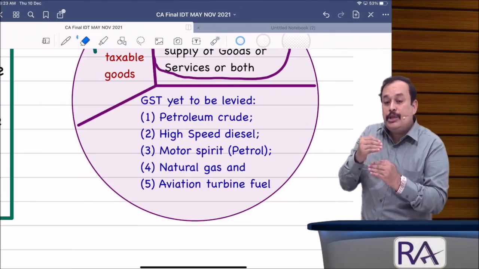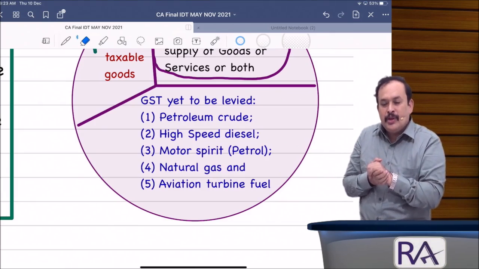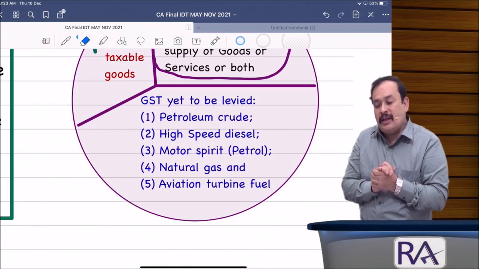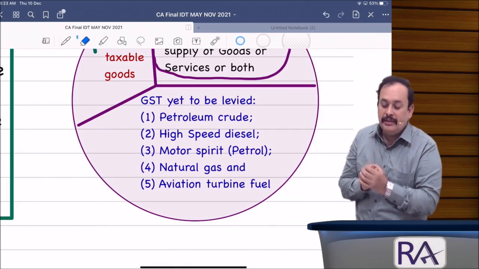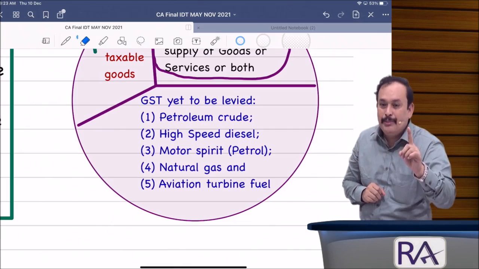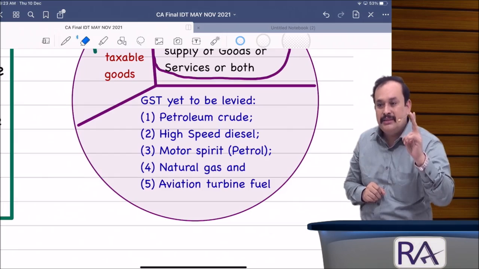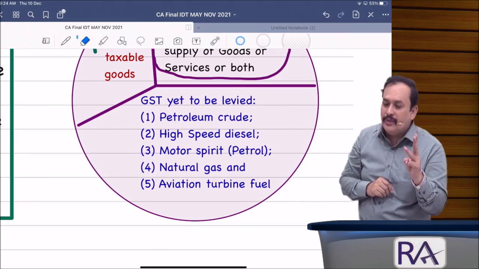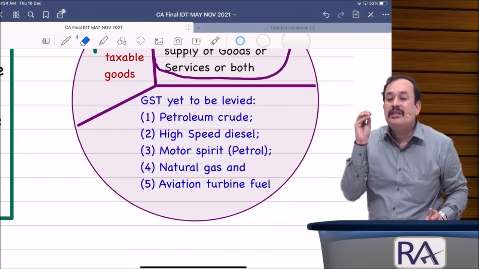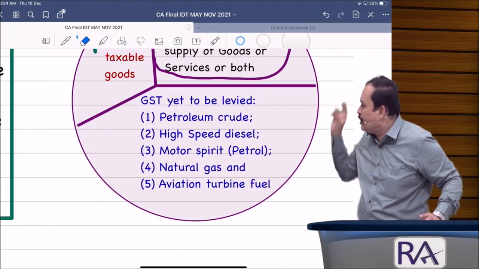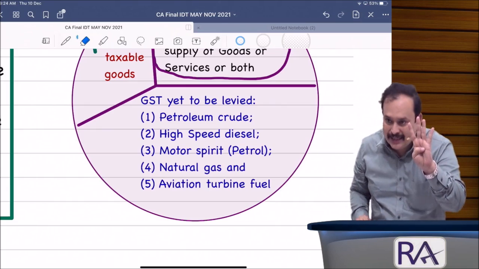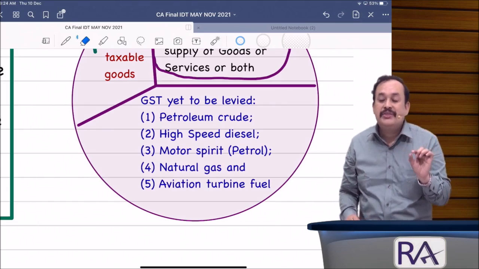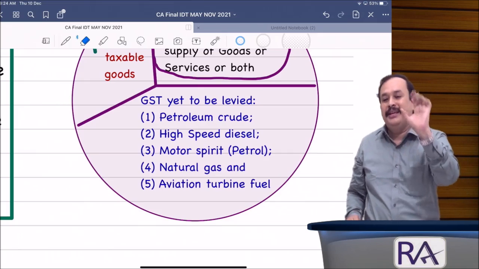GST is yet to be levied on products for which the nil rate is also not mentioned. There are 5 products. One is petroleum crude. Second is high speed diesel oil. Third is motor spirit, known as petrol. Fourth is natural gas, absolutely not cooking gas. And fifth is aviation turbine fuel.